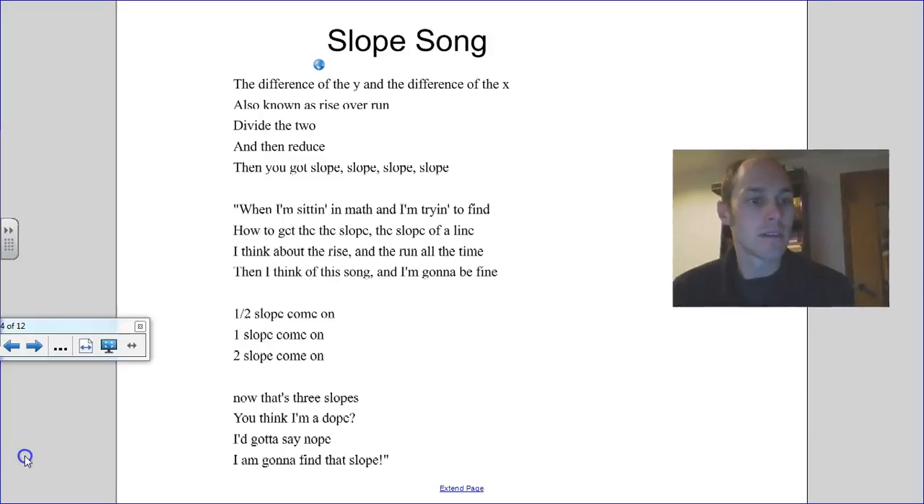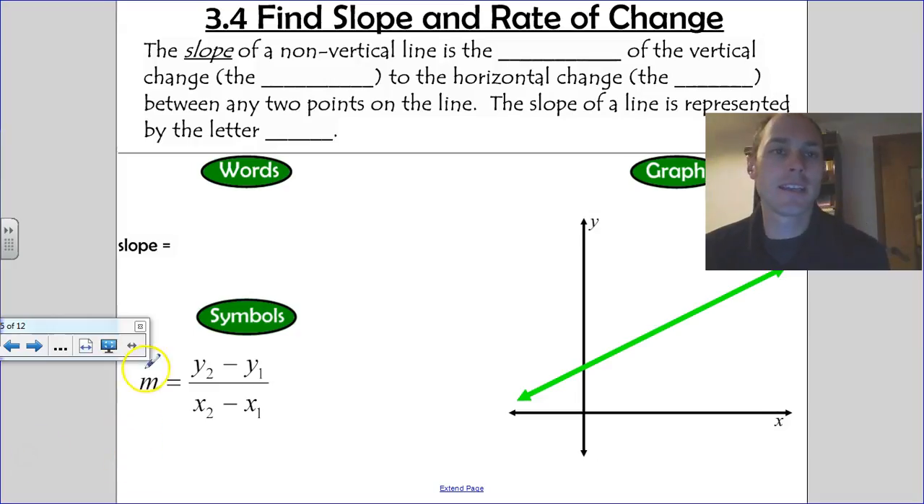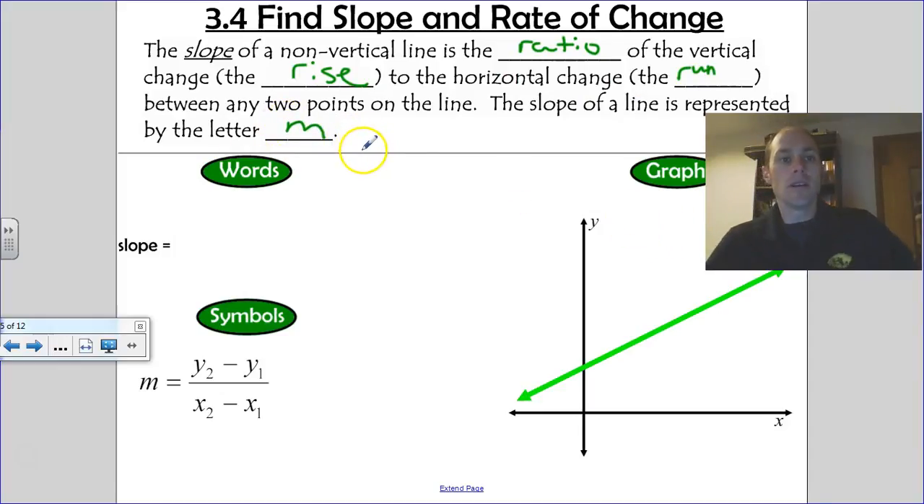Okay. All right, so hopefully you enjoyed that. So in finding the slope and the rate of change, let's put down in words and in picture and in symbols what this means. The slope of a non-vertical line is the ratio of the vertical change, known as the rise, to the horizontal change, known as the run. We can do that between any 2 points on a line. The slope of the line is represented by the letter m. So in words, slope equals the rise over the run.